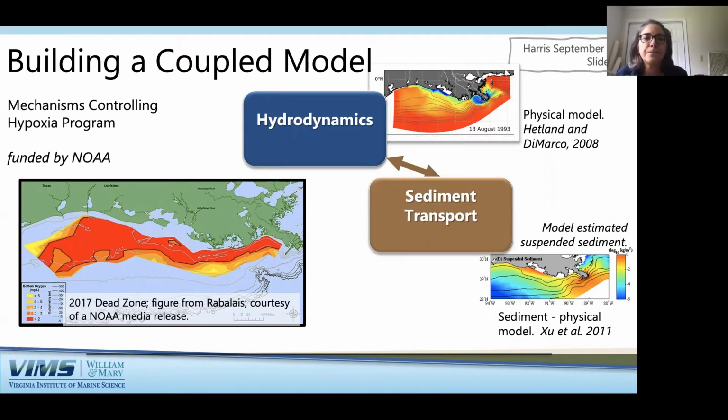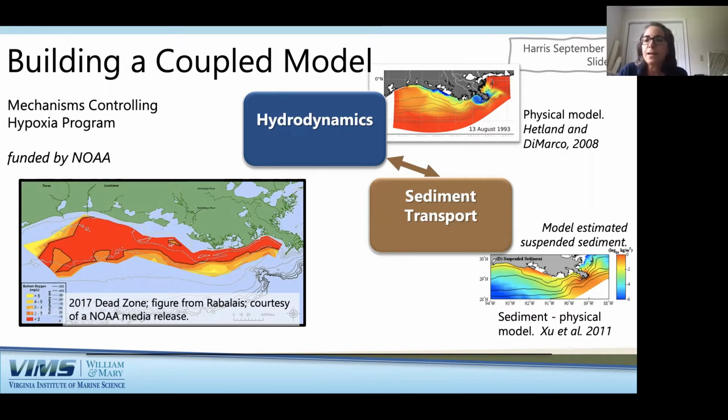So the first part that we worked on was trying to link our sediment transport model and be able to use something about the sediment transport model to relate sedimentary processes to nutrient remineralization and hypoxia in the Gulf of Mexico.